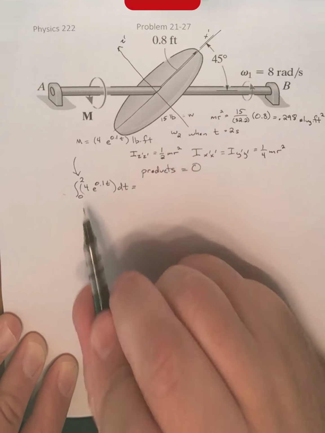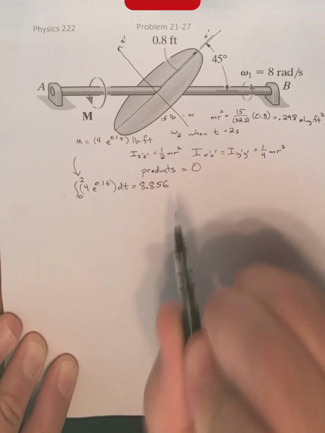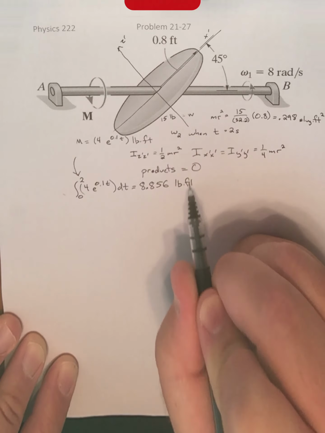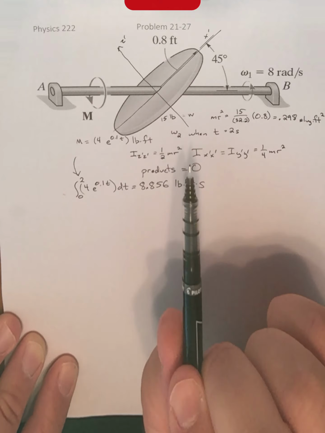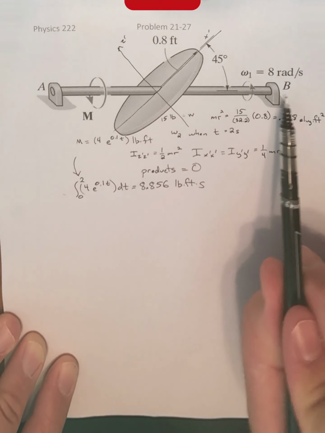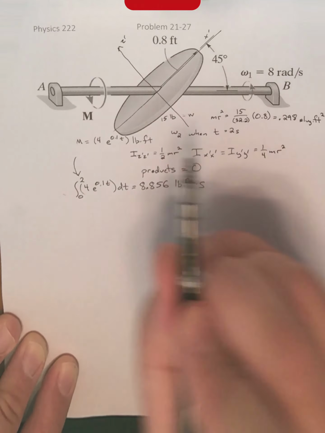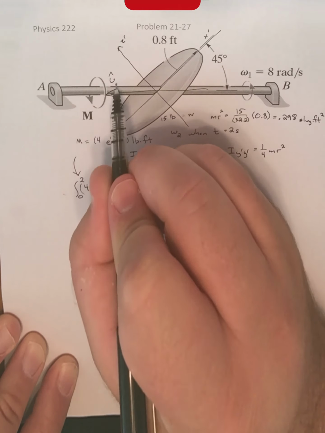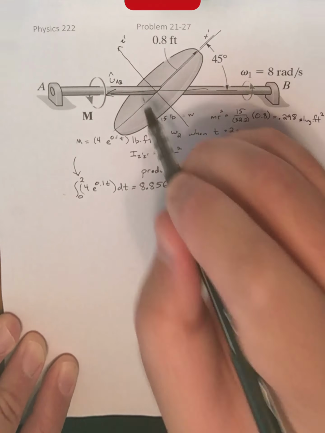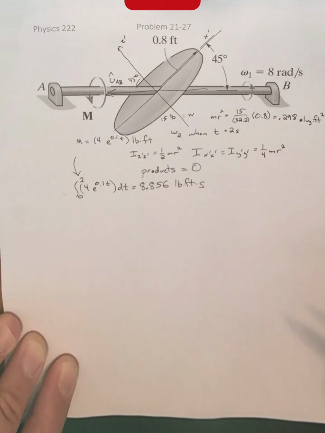Anyway, so integrate from 0 to 2. We have an exponential function that gives us 8.856 pound-feet-seconds. So we have this moment in our tilted frame. Of course, then we need to go back and find it in our original frame, which is along this axis AB. And so if we look at how this is rotating, the axis, this direction, which we'll call U hat AB, is going to be tilted at a 45-degree angle relative to our new axes.